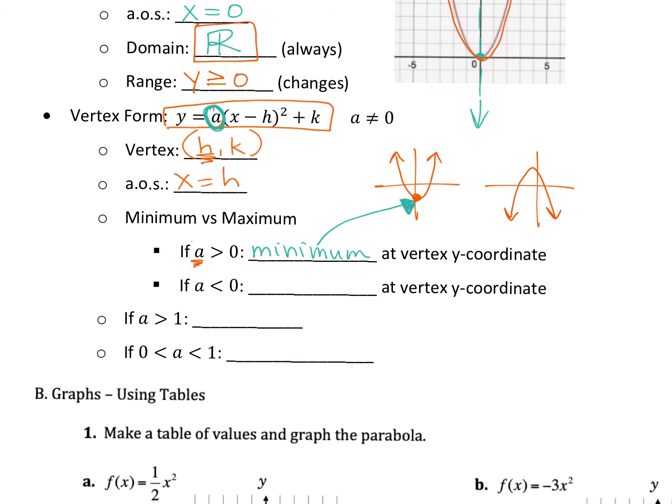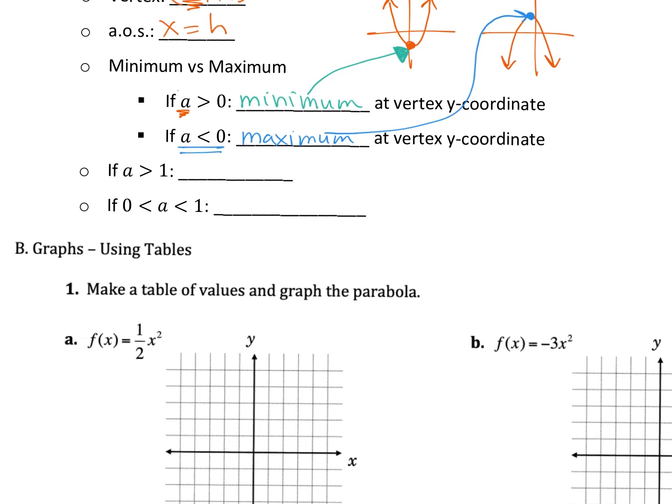Okay? If your a value is less than 0, so if this is a negative a value, then you have what's called a maximum because the graph's going to open down. So your vertex is your highest point, and it opens down from there. So it's a maximum point for your vertex. Questions on that so far? I know this is just a lot of information. We'll apply it and it will make a lot more sense.